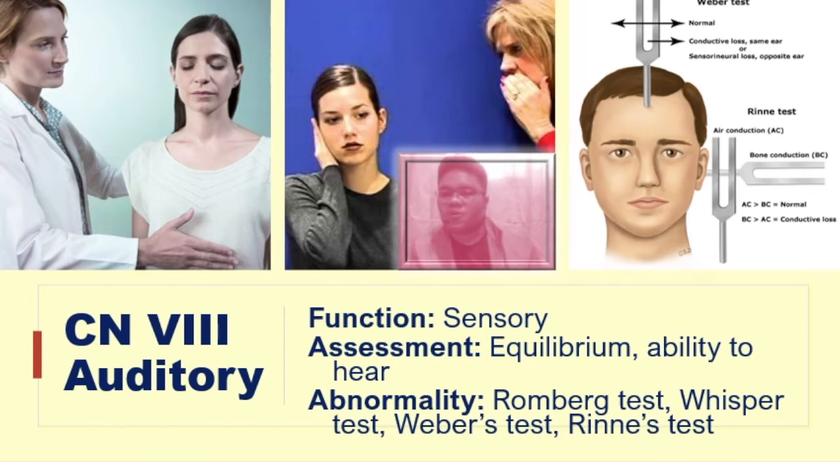Okay, then class, you have your whisper test in the middle, and then on the right, class, you have your Weber's test and your Rinne's test. Okay, remember, your Weber's test is the test for lateralization of the sound, whereas your Rinne's test is the comparison of your air conduction to bone conduction. So class, your Weber's test and your Rinne's test help us differentiate between conductive hearing loss and sensorineural hearing loss. Yes, there are 2 kinds of hearing loss: sensorineural hearing loss and conductive hearing loss. We'll discuss that under ears.